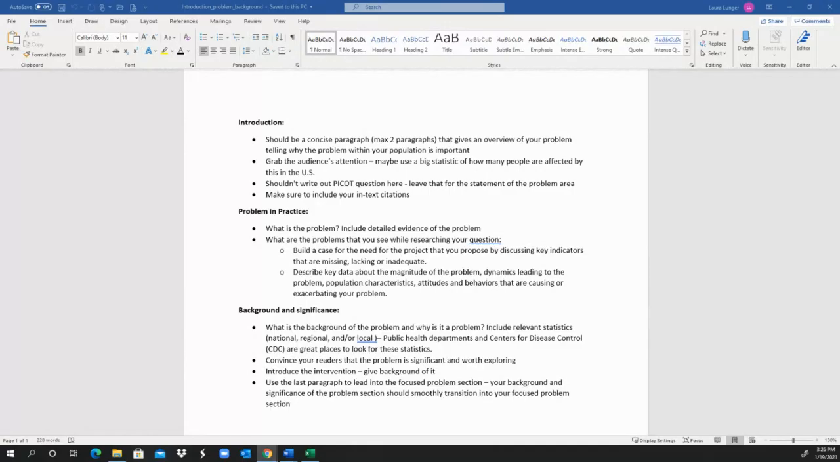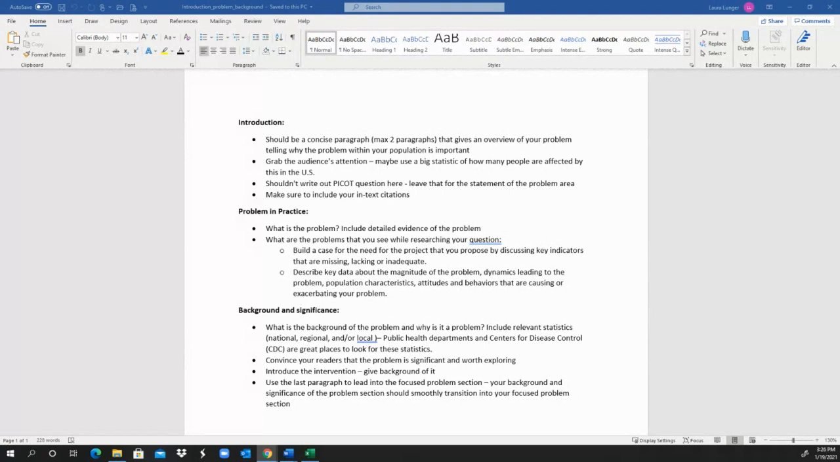So include relevant statistics. So national, regional, or local. Use your state health departments, use your local health departments, use your CDC, use the WHO. Look for some good statistics to back up what you're writing about. Convince your readers, aka me in this situation, that the problem is significant and it's worth exploring further.